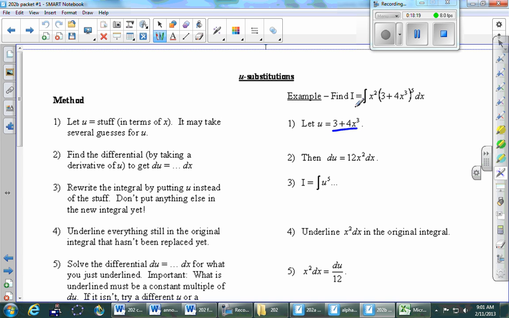Okay, so what's the derivative of 3 plus 4x cubed? 12x squared, and we've written it this way, right? We've got a du, we've got a dx. Okay, we're going to Josiah for number 3.